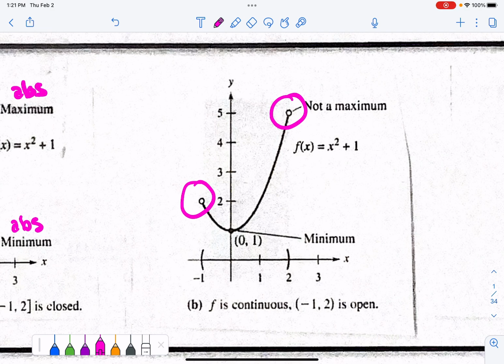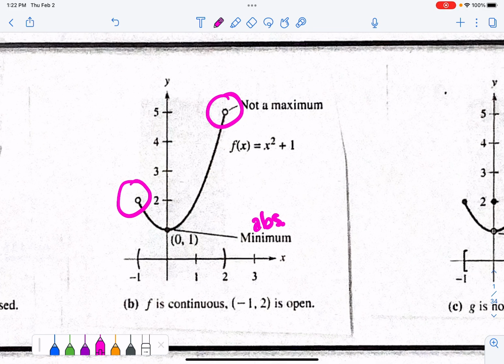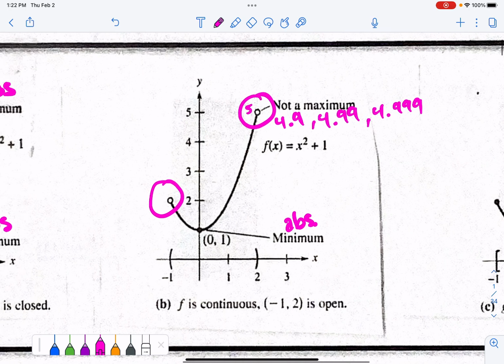What kind of minimum is it? Absolute. Could you say that there's a maximum right below that point? No, because we don't know. If this is at 5 right here, do we go with 4.9? Do we go with 4.99? Do we go with 4.999? I don't know. So we just don't label it at all.